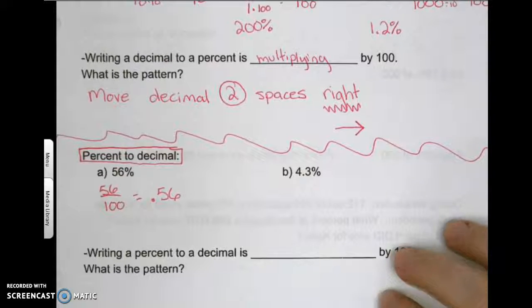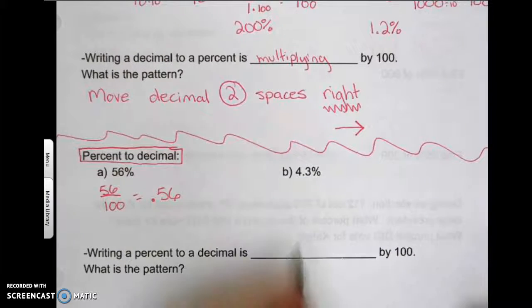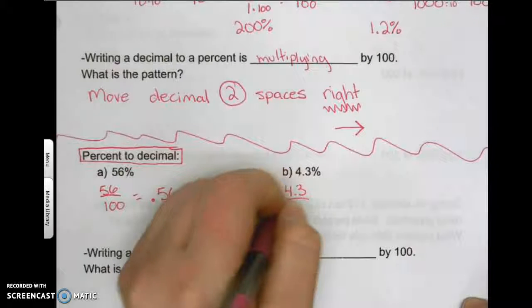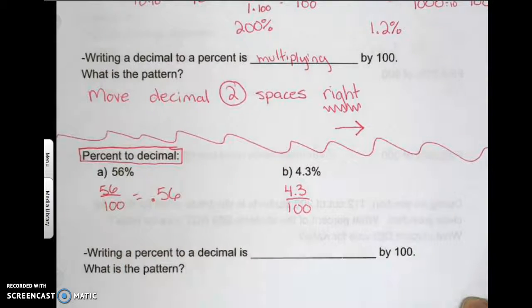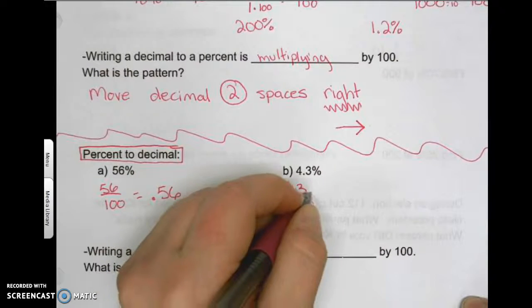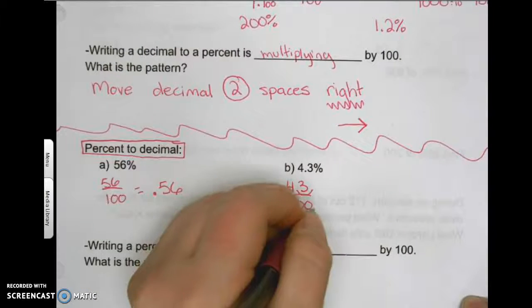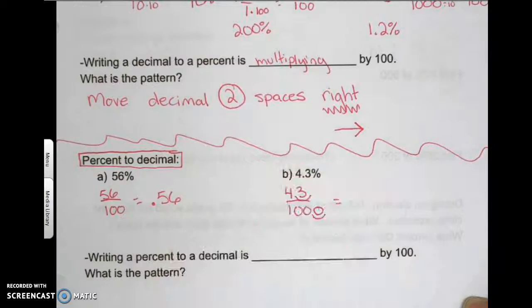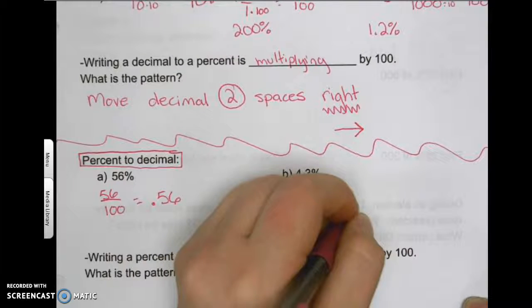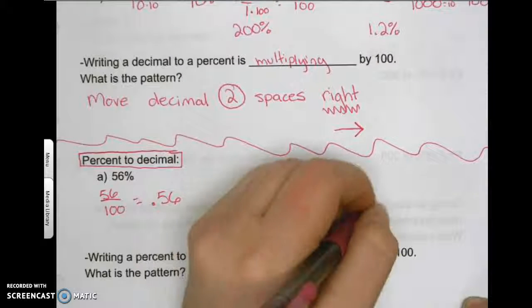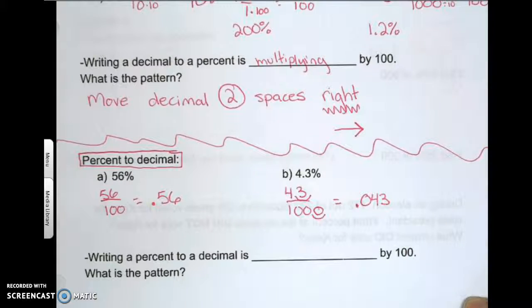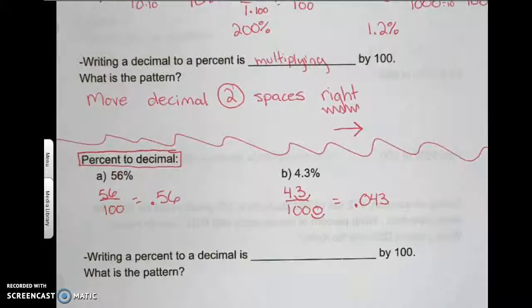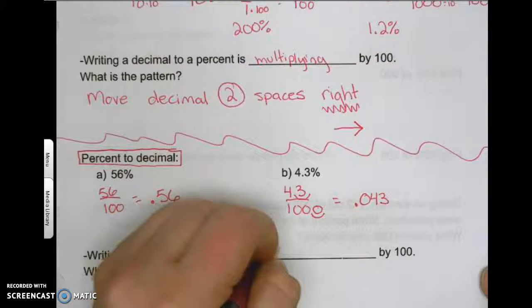Same thing goes for 4.3%. I've got 4.3 over 100. So now we're going to move our decimal over to get rid of that, which means I'm moving this one over and I'm adding a 0. So when I change that to a fraction and go into decimal format, I've got 43 thousandths, which looks like 0.043. And really you can divide as well. In order to write a percent as a decimal, that's just dividing by 100.